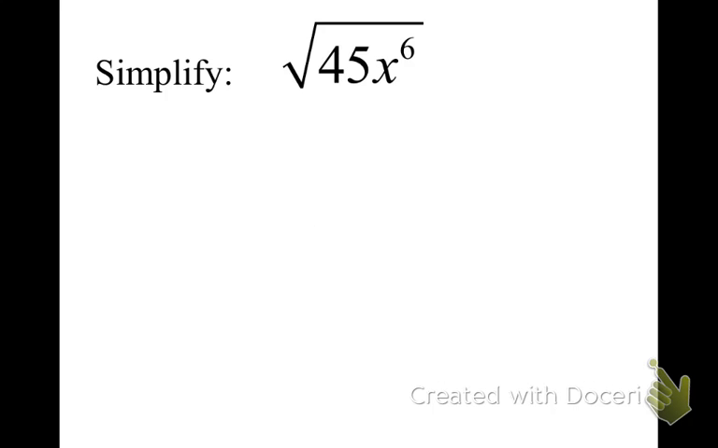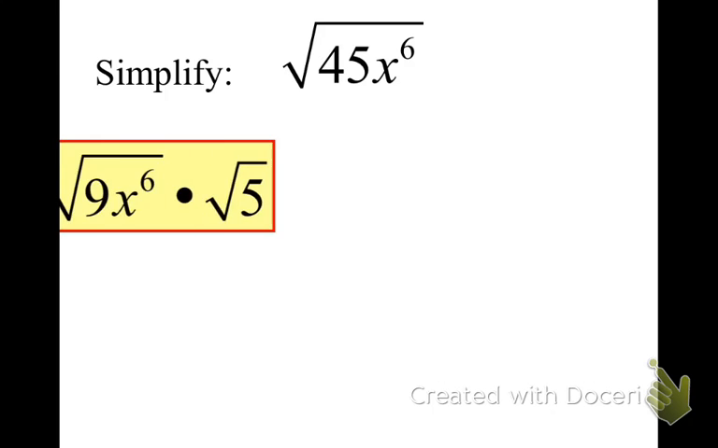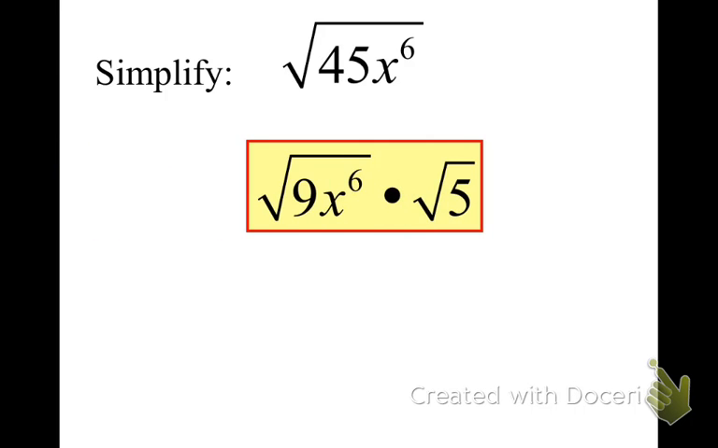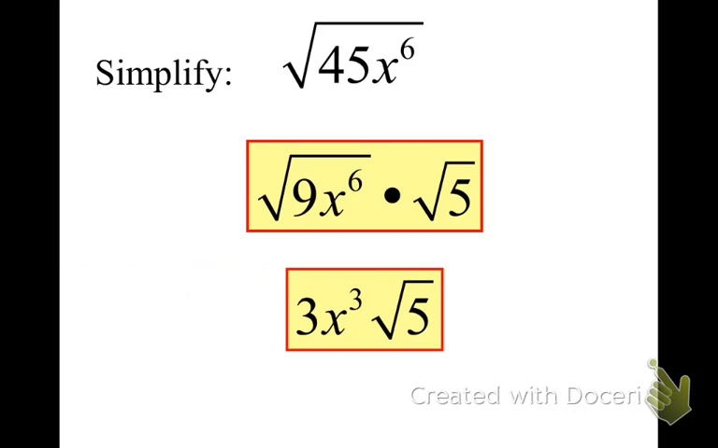45x to the 6th power. Note the exponent is positive. So we have the square root of 9, x to the 6th, because that is an even exponent. We know that we'll get x cubed out of the radical, times the square root of 5. 3x cubed square root of 5.